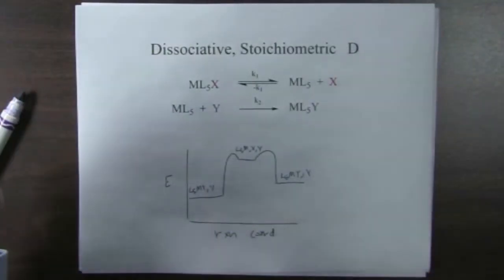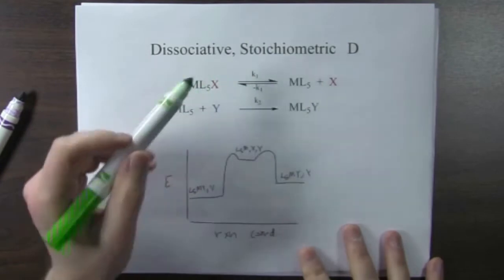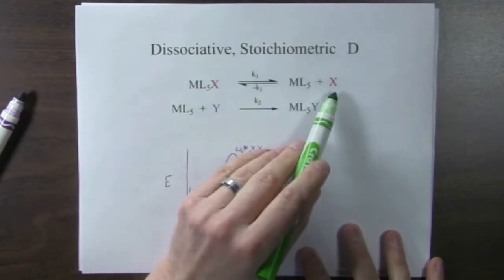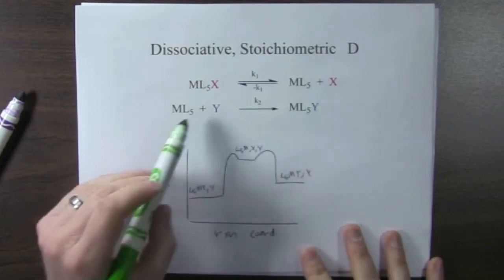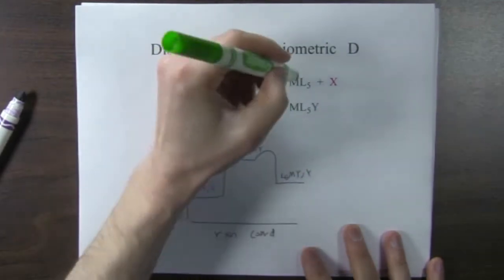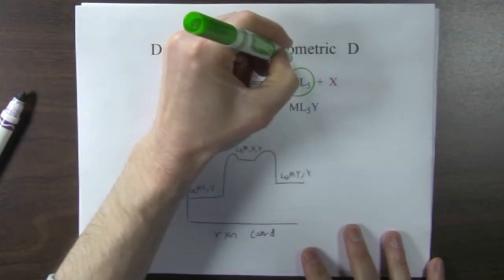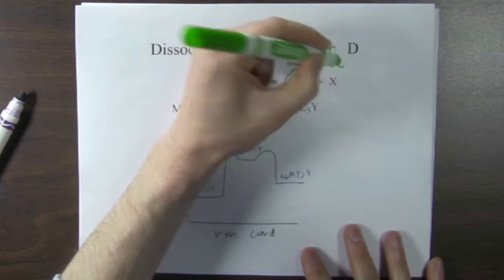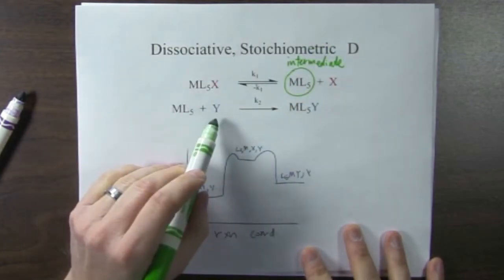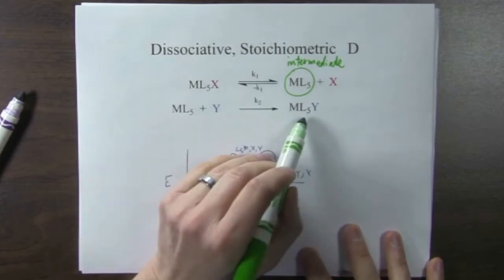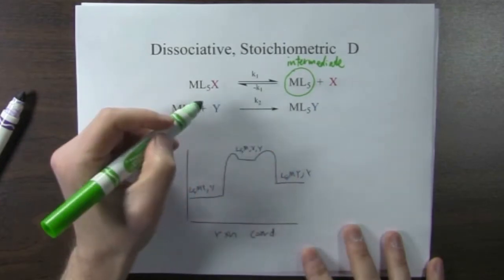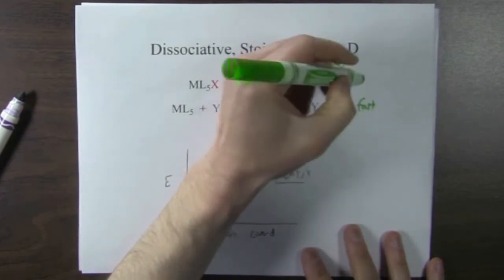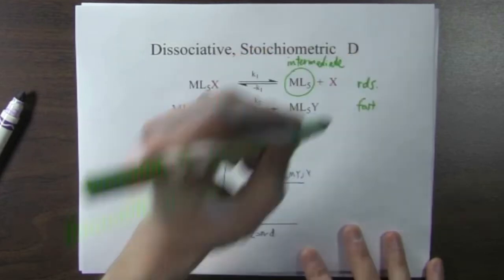So in the dissociative stoichiometric mechanism, or capital D, the leaving group leaves first, forming this intermediate. And then in the second step, the entering group binds to the intermediate to form the product. And usually the second step is fast, and so this first step is the rate determining step.